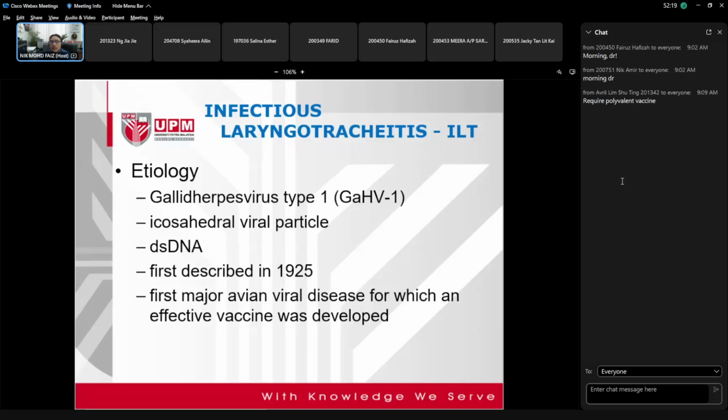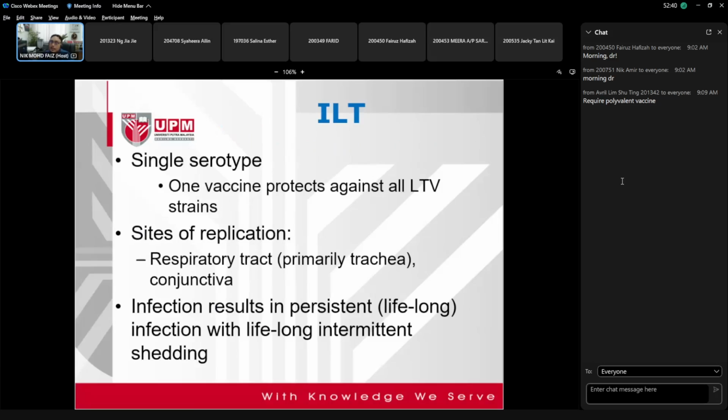Icosahedral virus particle, double-stranded DNA virus, was first described in 1925. First major avian viral disease for which an effective vaccine was developed. Okay, this one is among the earliest avian vaccines developed against viral disease waktu back then. ILT belongs to a single serotype. So macam ND, so senang. One vaccine protects against all ILT strains.